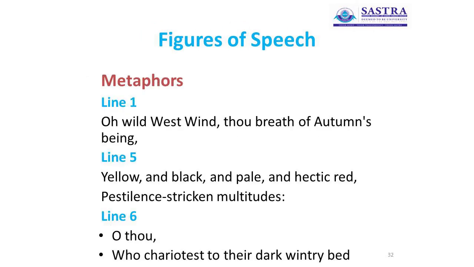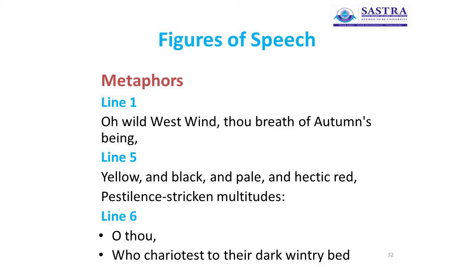Okay, next we can see the literary devices. There are many metaphors in this poem. Now the very first line begins with a metaphor. "O wild west wind, thou breath of autumn's being." He does not say you are like the breath of the autumn. Here he says, thou breath of autumn's being.